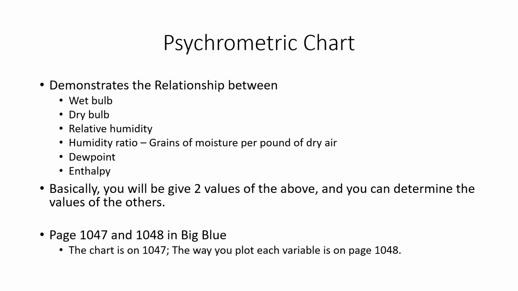Now you do. And I'm gonna teach you a little bit about the psychrometric chart today. This is a very interesting chart that shows the relationship between your wet bulb, your dry bulb, your relative humidity, your humidity ratio, they call it, grains of moisture per pound of dry air is another way to say that, your dew point, and something called enthalpy. Basically, you will be given two values of the above, and you can determine the values of the others. So you chart two of these, you'll see where they intersect, and then you can read everything else from there. It's actually very simple.